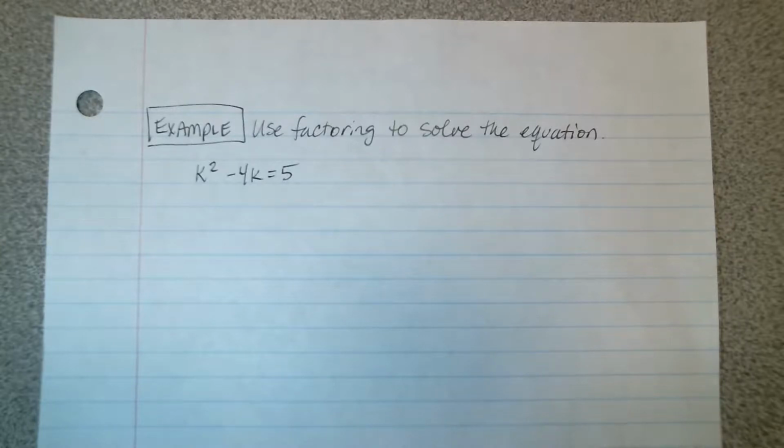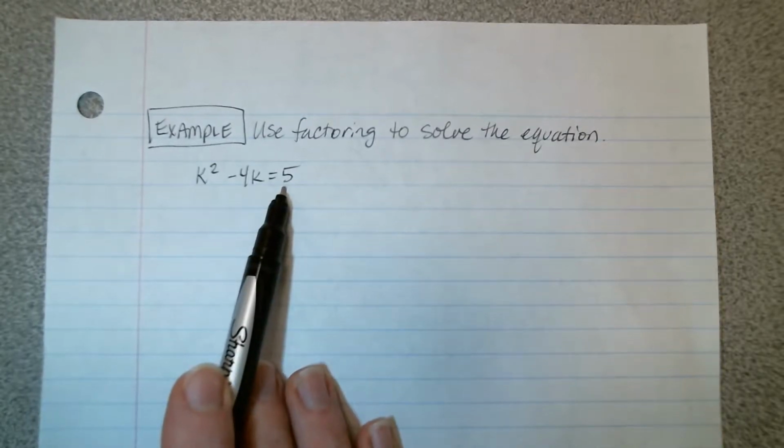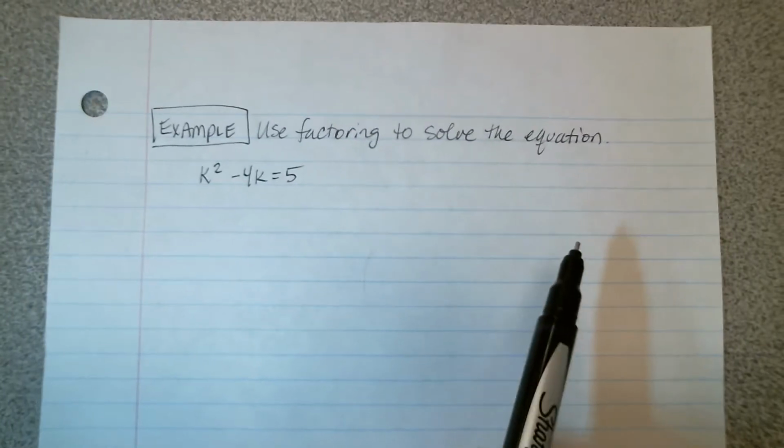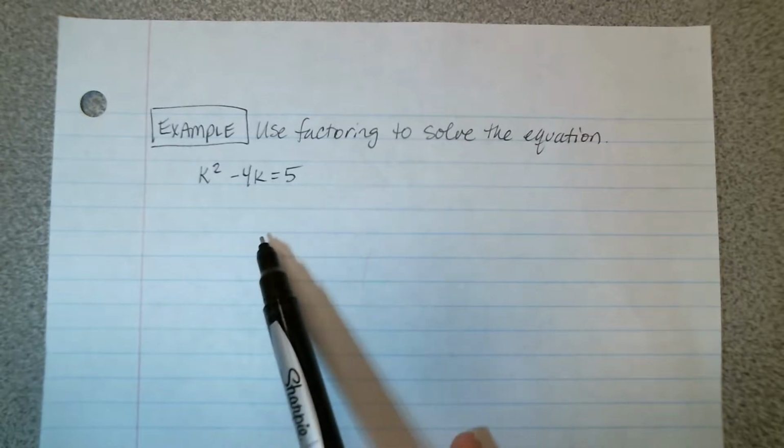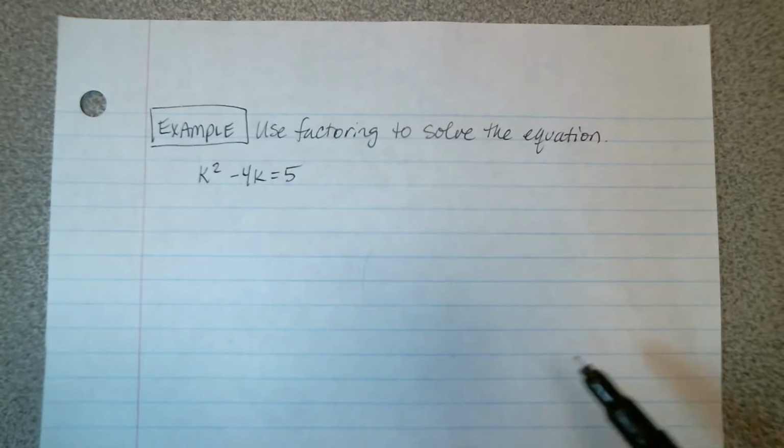In this example, I'm going to show you how to solve a quadratic equation by using factoring. Using factoring to solve a quadratic equation is probably one of the easiest methods. So you're given your quadratic equation, and the first thing you want to do with this method is get all of your terms collected on one side of the equation and 0 on the other.